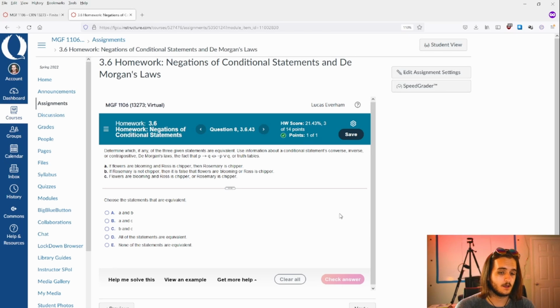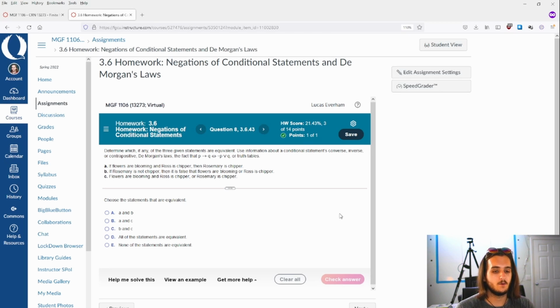So we have something like if P, the flowers are blooming, and Q, Ross is chipper, then R, Rosemary is chipper. So we have if P and Q, then R.